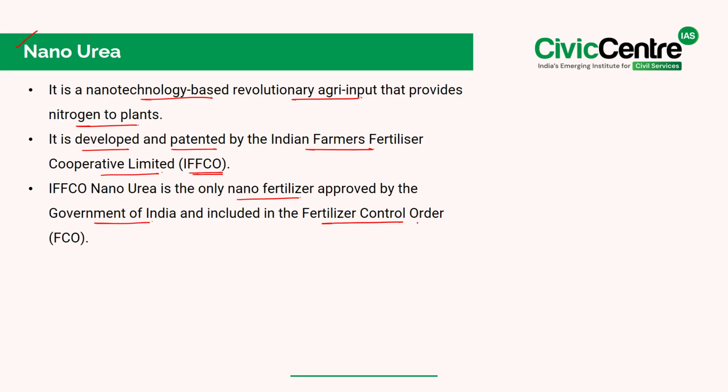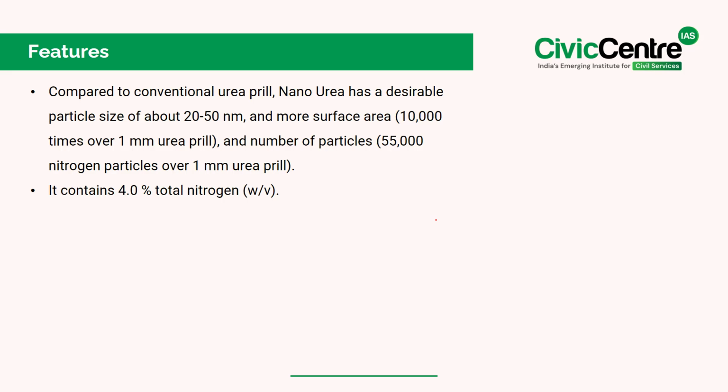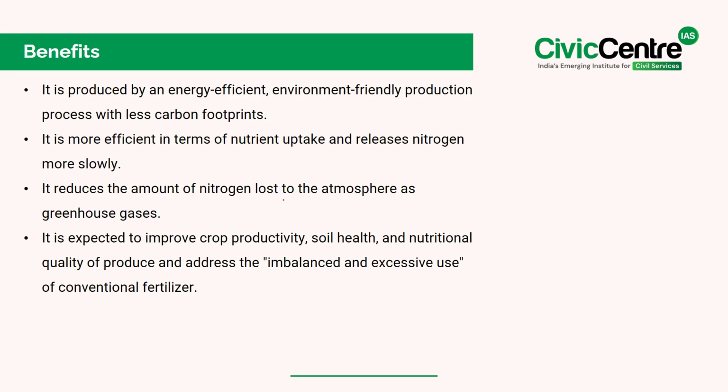Fertilizer Control Order. Looking at the key features, see, compared to the conventional urea prill, nano urea has desirable particle size of about 20 to 50 nanometers and more surface area and more number of particles also. Furthermore, it contains 4% of total nitrogen by weight by volume. Now, what are the benefits under it?